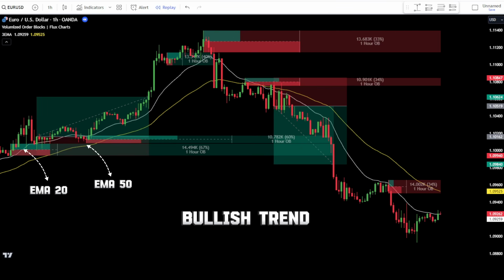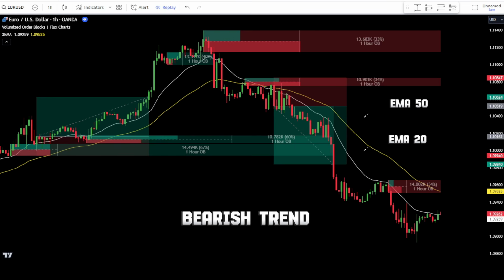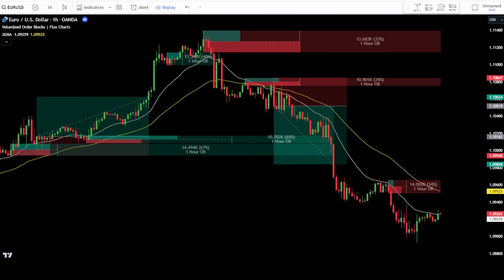If the 20 EMA crosses above the 50 EMA or if the 20 EMA is above the 50 EMA, your focus will be on identifying optimal points to place buy orders. Conversely, if the 20 EMA crosses below the 50 EMA or if the 20 EMA is below the 50 EMA, your focus will be on finding the best points to place sell orders. Now, let's discuss how to place buy and sell orders using this second method.